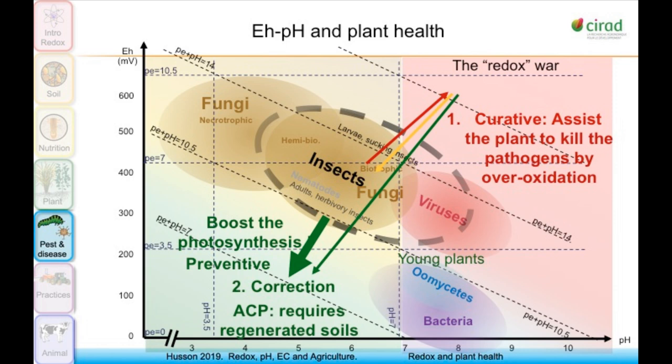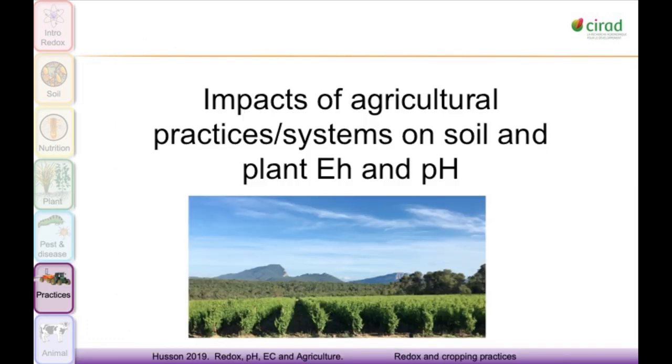But in any case, for this agroecological crop protection, we will need regenerated soil. There's no point. If you apply all this maceration, all this antioxidant product on dead soil, you will just get problems. Okay.